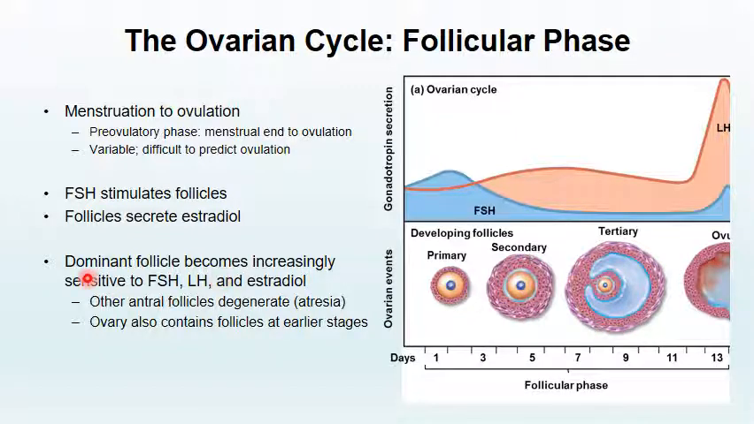So right before ovulation, we're going to see that our dominant follicle, the one that's actually going to be ovulated, becomes really sensitive to our hormones, so FSH, LH, as well as estrogen, and that is going to push that dominant follicle to the point of ovulation.